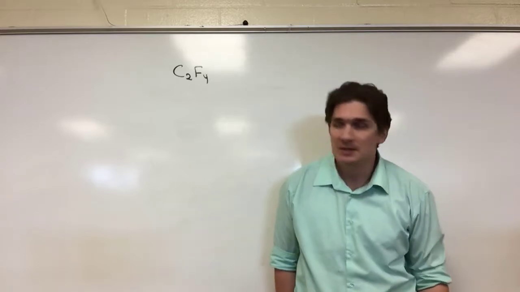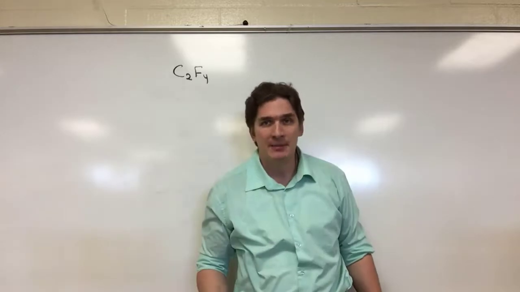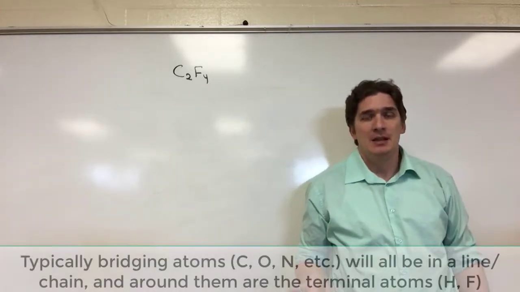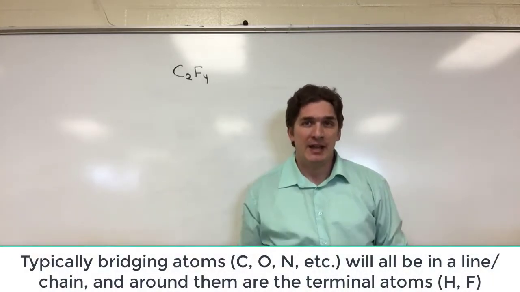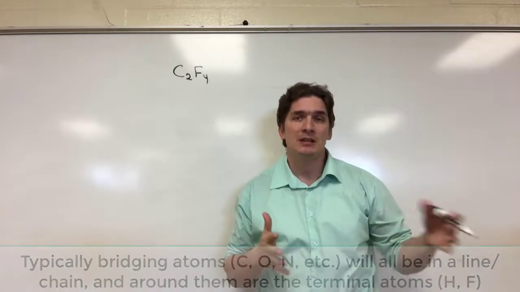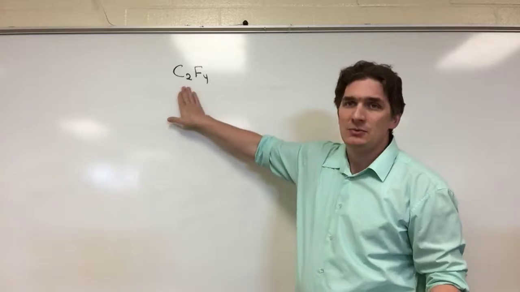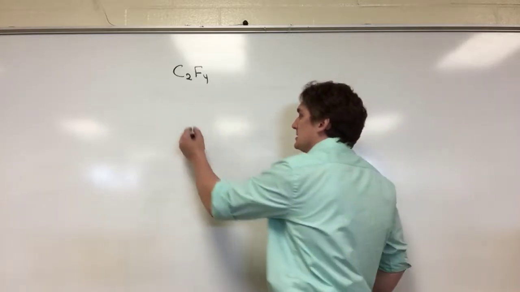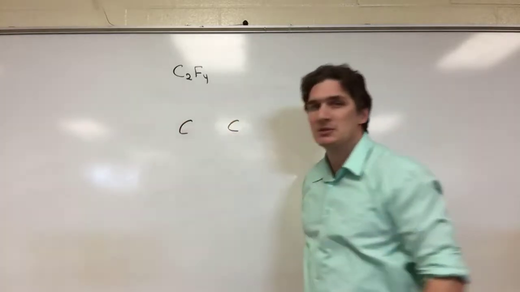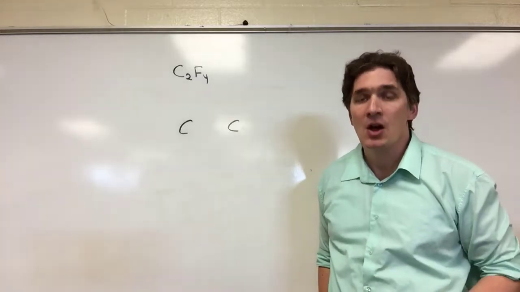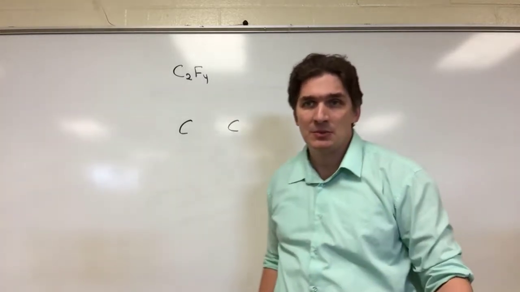So in the previous video I talked about how fluorine is always a terminal atom, hydrogen is always a terminal atom. Now, carbon is typically a bridging atom. So rarely do we see carbon at the end of a chain. So if we see something like C2F4, this tells us that we have 2 carbons probably constituting a chain. Our fluorines are going to represent the terminals.